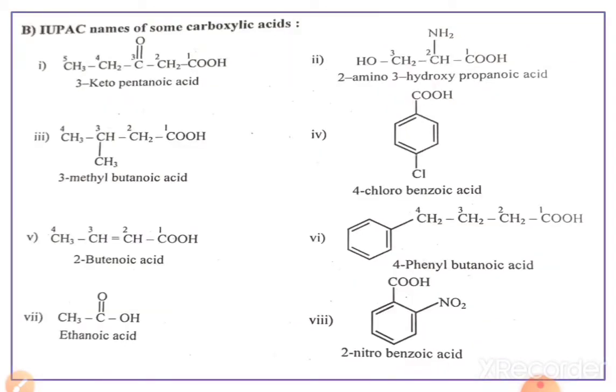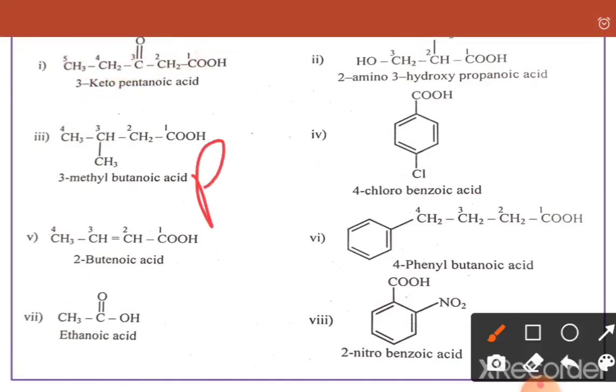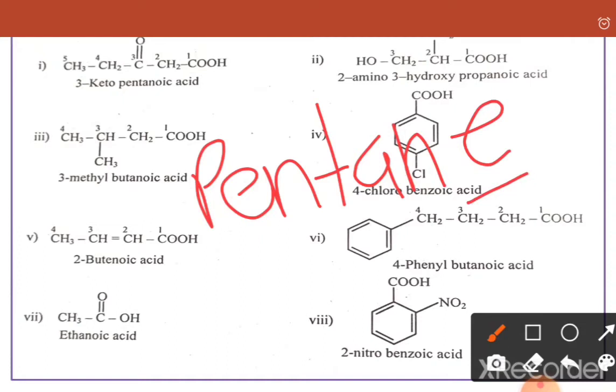Now, the IUPAC names of some carboxylic acids, examples are given. We take the first example for IUPAC nomenclature. First give numbering, and numbering always starts from the carboxylic acid part, that means C double bond OH. Here this is 1, 2, 3, 4, 5, 5 carbon. At the 3 number position there is a ketone group, it means 3 keto, and 5 carbon, therefore pentane, and for the parent alkane we replace E by OIC.